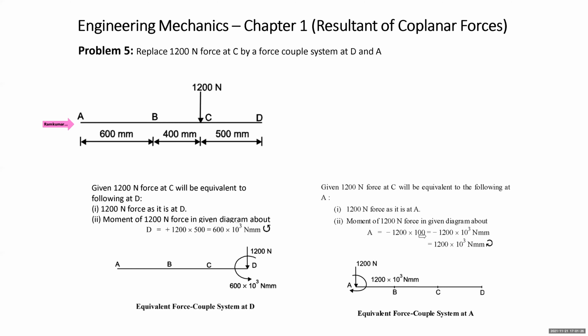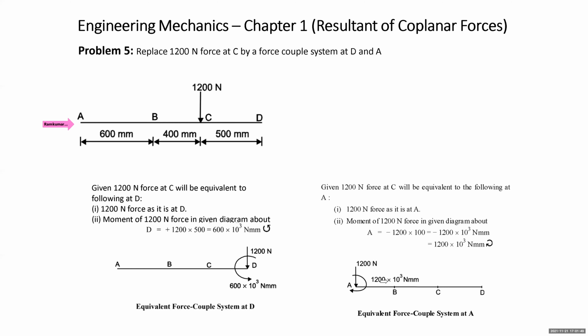This perpendicular distance is not 100, what is it? 1000. So 1200 into 1000 gives you a clockwise moment. All right, 1200 into 10 raised to 3 Newton mm, which is clockwise. So there is this small printing error. This perpendicular distance is shown as 100, which is 1000. Hope it is understood. Rest all, everything is correct in this.